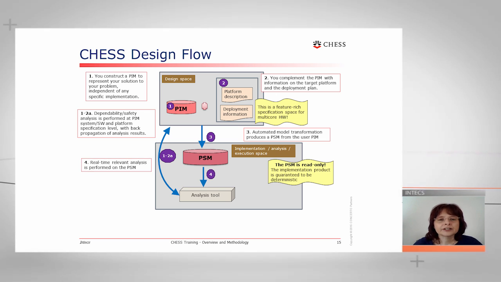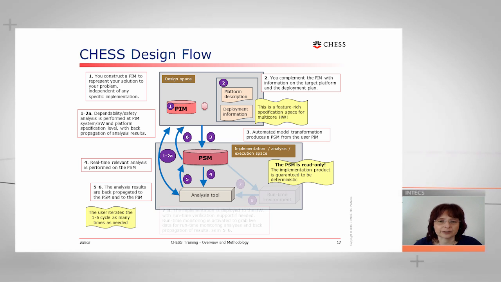At this point, we have an implementation, analysis, and execution space where it is possible to perform real-time analysis on the platform-specific model. The analysis results are back-propagated both to the platform-specific model and to the platform-independent model. So these steps from 1 to 6 can be iterated as many times as needed so that the design is adapted until the analysis results are satisfactory.